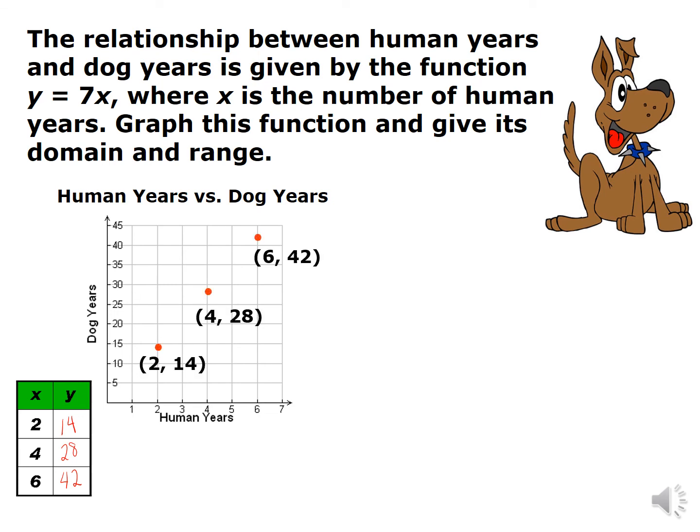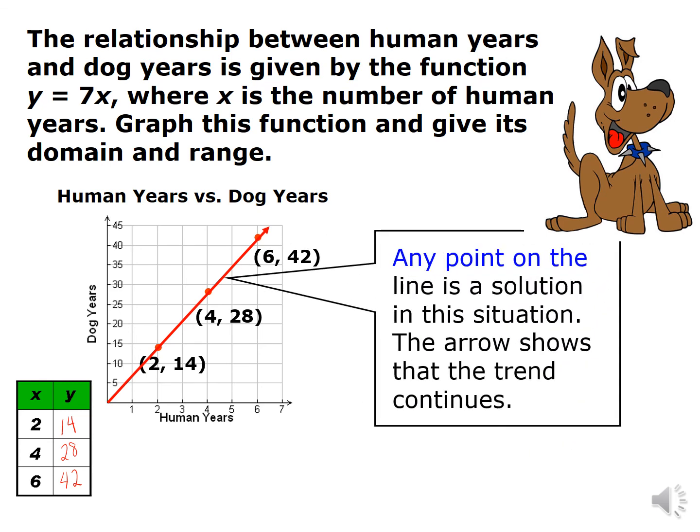And in this graph, it's appropriate to draw a line because your dog is alive at 2.5 years, 3.5 years, but we just don't have the exact numbers for it. So any point on the line is a solution in this situation. The arrow shows that the trend continues. Your dog continues to age according to this formula, and your dog is alive at these in-between times.